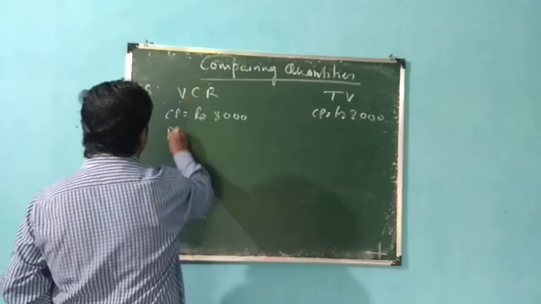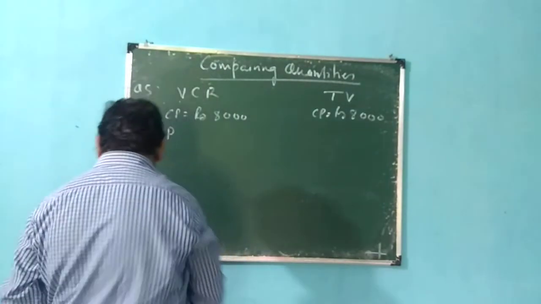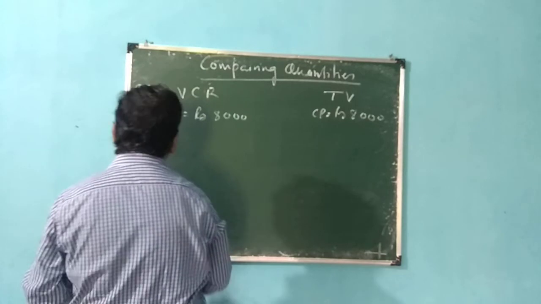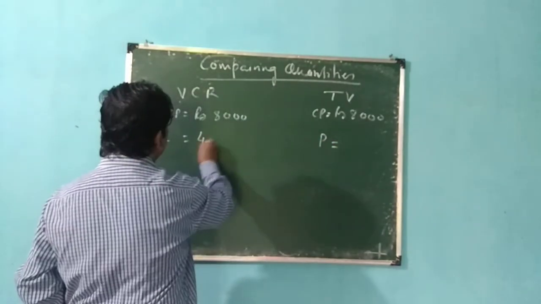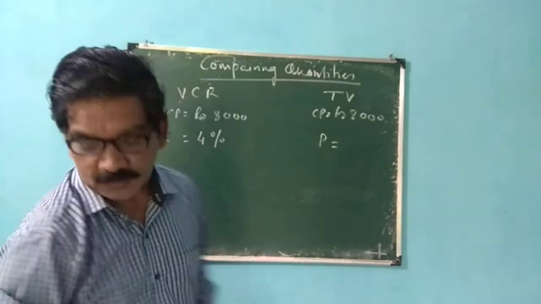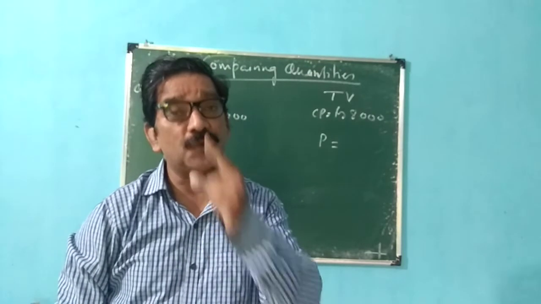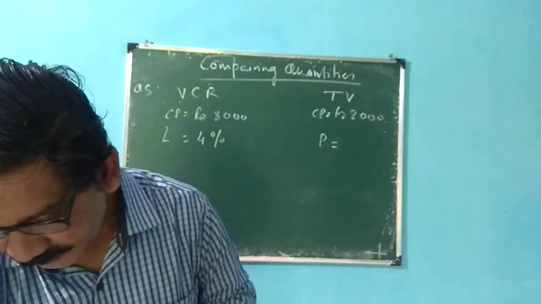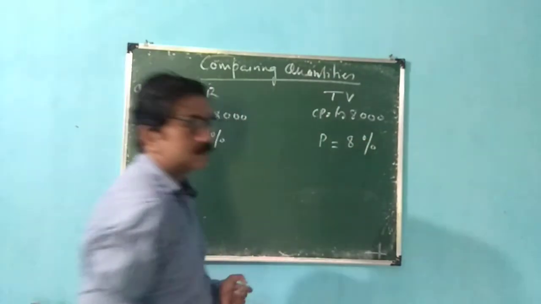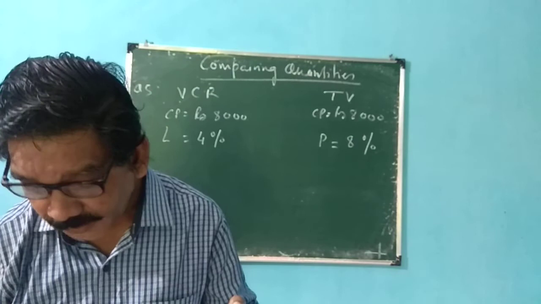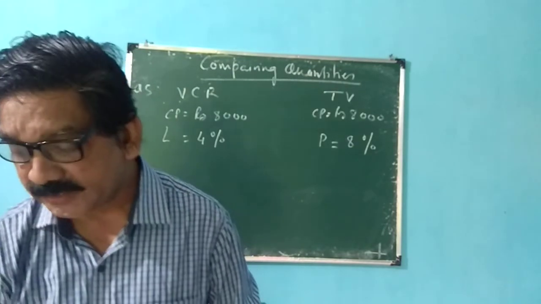But here profit is there. Sorry, here loss is there and here profit is there. What is the loss here? I'm simply writing 4%. It means actually when we write 4%, it means 4% of the cost price. Remember this, 4% of the cost price. And the TV is, profit is 8%. Clear?